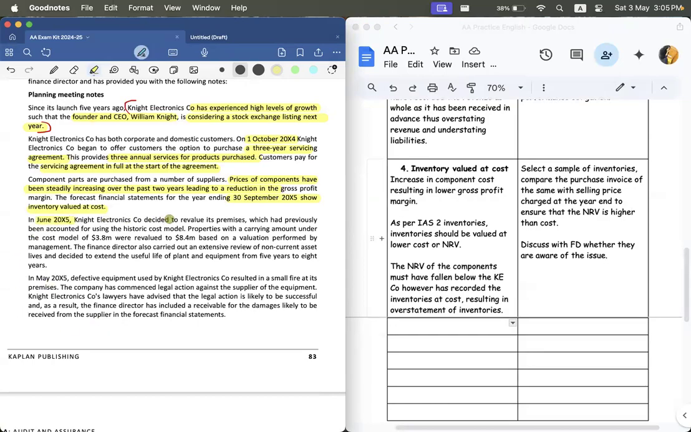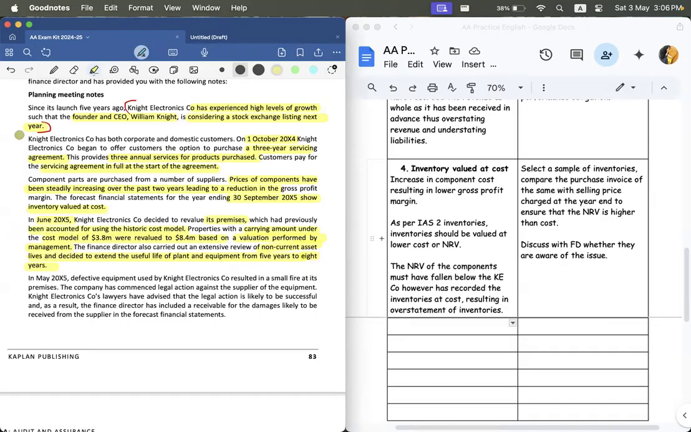In June 2005, Knight Electronics Company decided to revalue its premises, which had previously been accounted for using the historic cost model. So this is IAS 16. Properties with a carrying amount under the cost model of 3.8 million were revalued to 8.4 million based on a valuation performed by management, not the expert, but the management. The finance director also carried out an extensive review of non-current asset lives and decided to extend the useful life of the property, plant, and equipment from 5 to 8 years, right? So everything is fishy there.